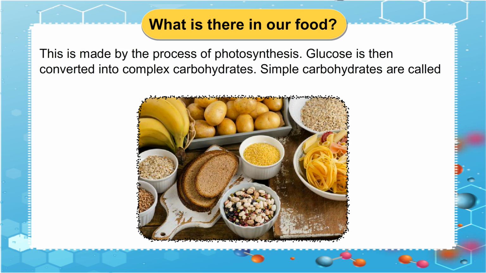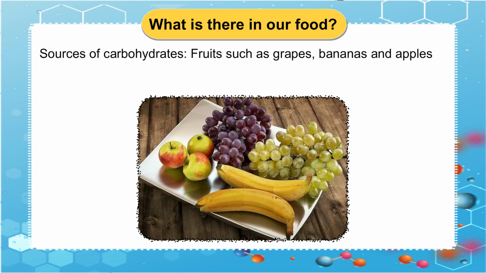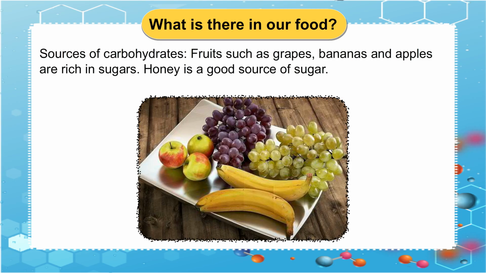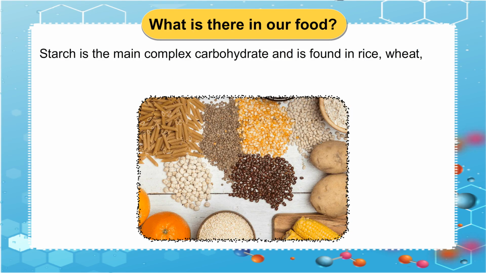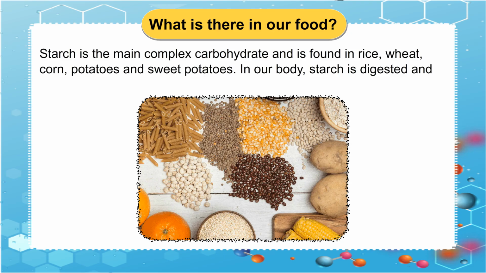Simple carbohydrates are called sugars, and these are sweet in taste. Sources of carbohydrates: fruits such as grapes, bananas and apples are rich in sugars. Honey is a good source of sugar. Starch is the main complex carbohydrate and is found in rice, wheat, corn, potatoes, and sweet potatoes.